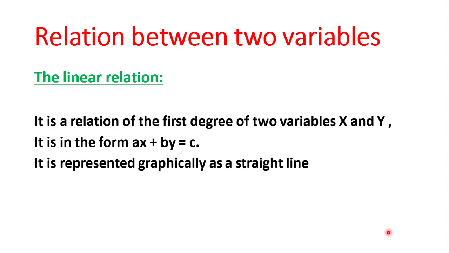This relation is between two variables x and y, and this relation is called linear relation because when you draw this relation graphically, the result will be a straight line. Okay, this is the general formula: ax plus by plus c. We have two variables, x and y, but a and b and c are numbers, constants.